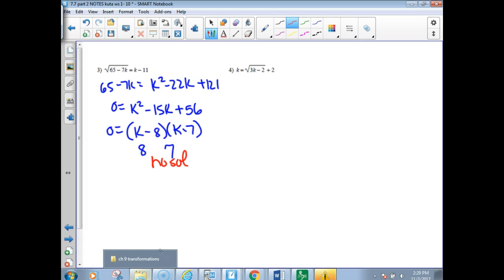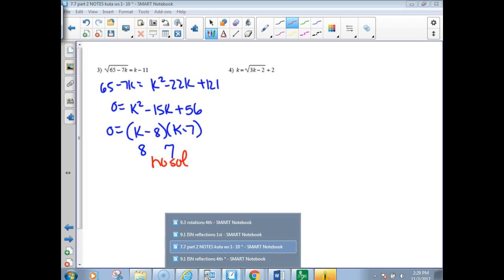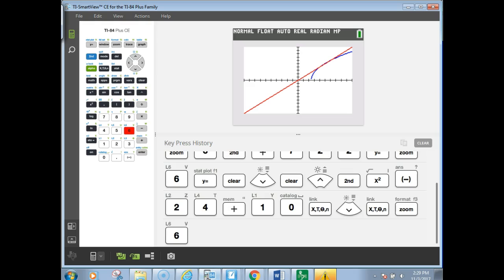Okay, and let's check in the grapher. The lines don't intersect. So you probably can just visually see it.